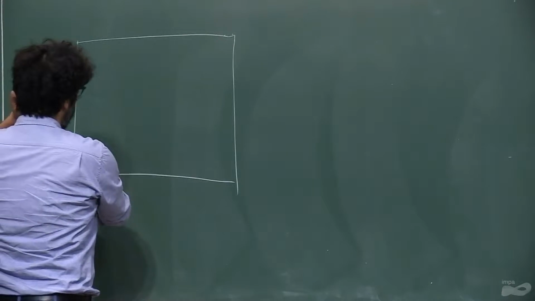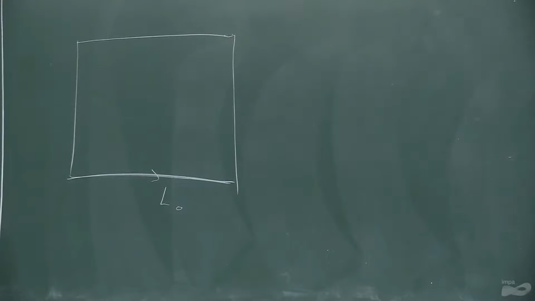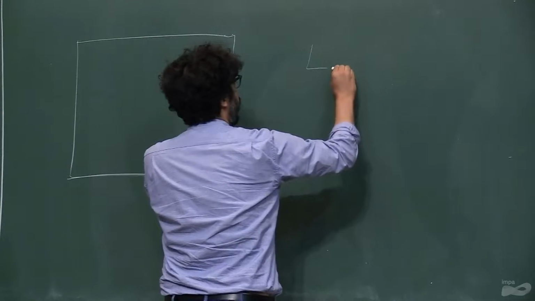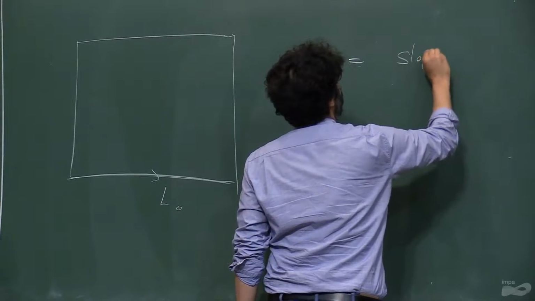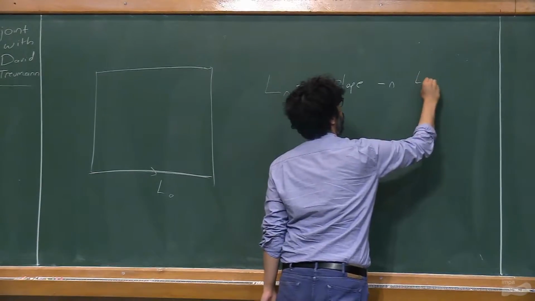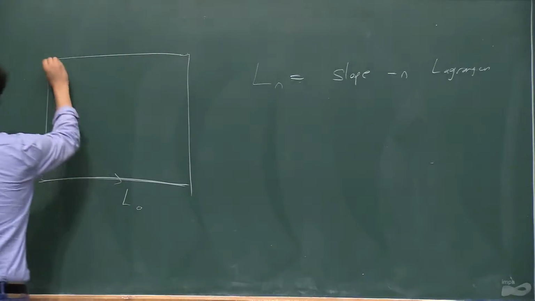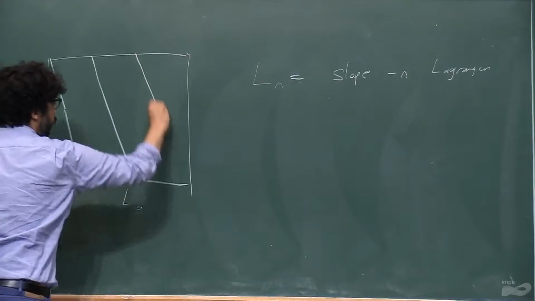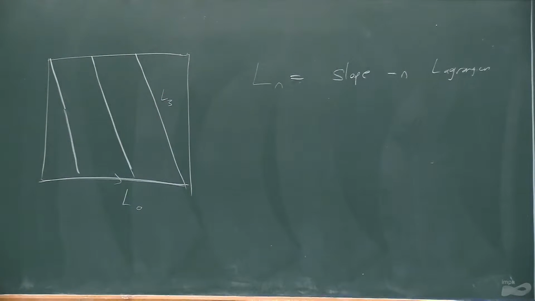Okay, so let me label this Lagrangian as L naught, and let me just label Ln to be the slope minus n Lagrangian. So here's one which is slope minus 3. So this is L3. L naught is this one, and L infinity is this one. Okay. So here are some objects.